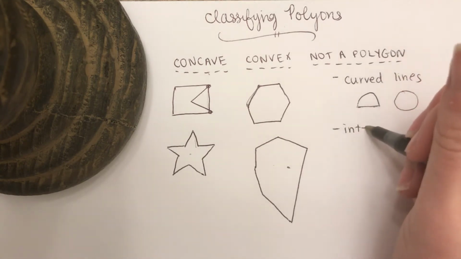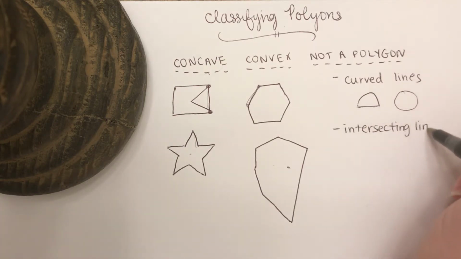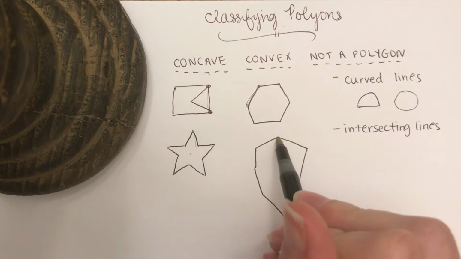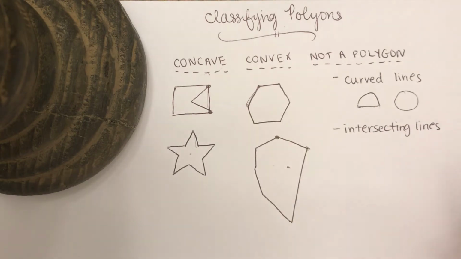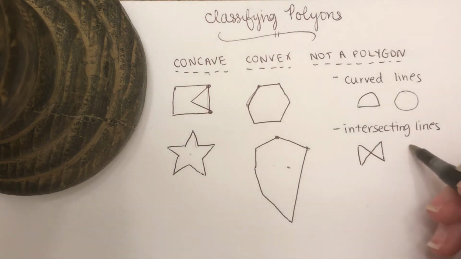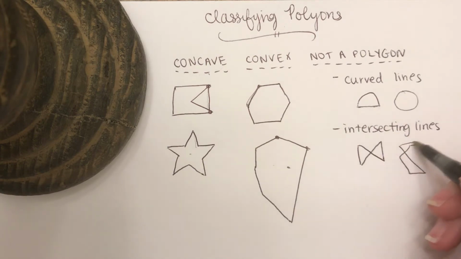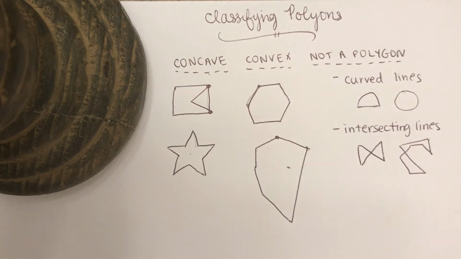You also cannot have intersecting lines, so your lines cannot cross. They do touch, they touch at a vertex, but they do not cross. So for example, you cannot have a shape that crosses, and then here's another example. That would not be a polygon because it crosses.